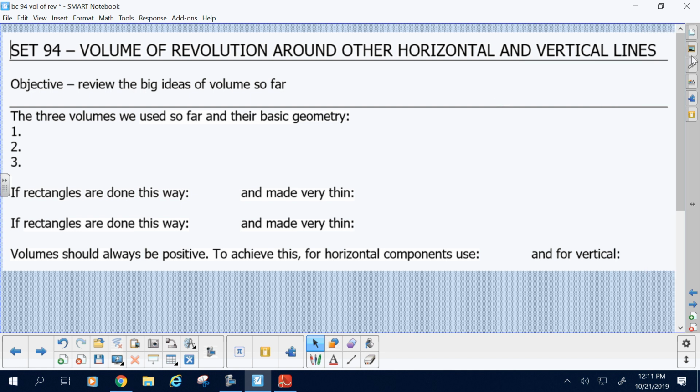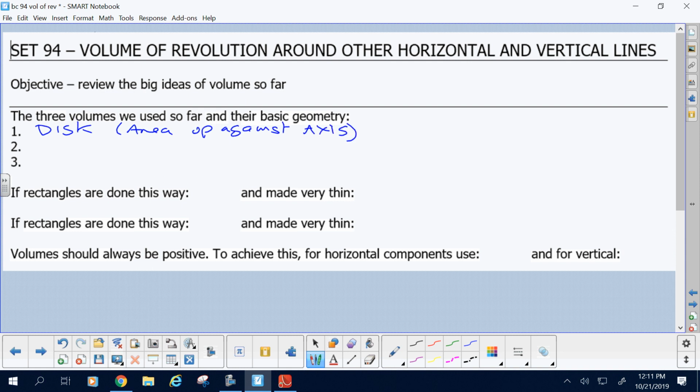Okay. So, how are you at volumes? Are you good? If you're good, then you'll be good today. If you're bad, then say it will get much worse. So what are the first three volumes we've done so far? Disk. Disk is when the area is right up against the axis of revolution. The basic idea is the sum of many r squared d whatevers for the height. What else? Washers. That's when there is a gap around.